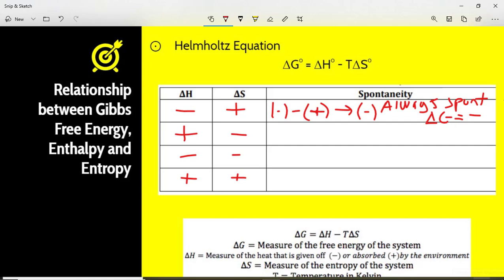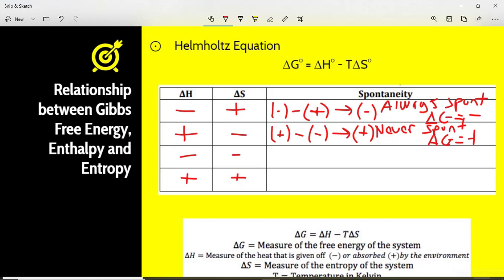So let's look at if delta H is positive, and we're going to subtract a negative from that, then that value is always going to be positive, okay? And if delta G is always going to be positive, then this is never spontaneous, because delta G is always positive. So those are pretty straightforward to keep in mind. Positive and negatives, one's going to be always spontaneous, the other never spontaneous.